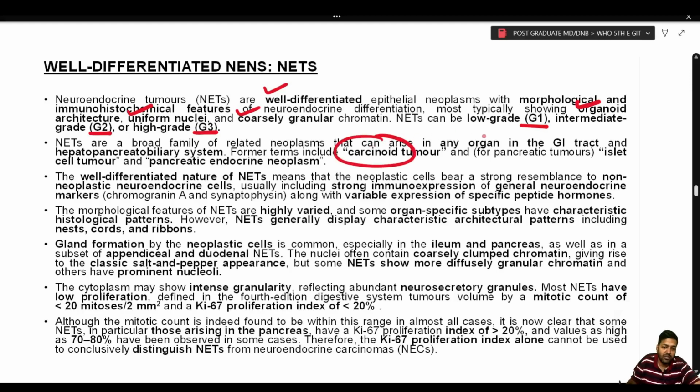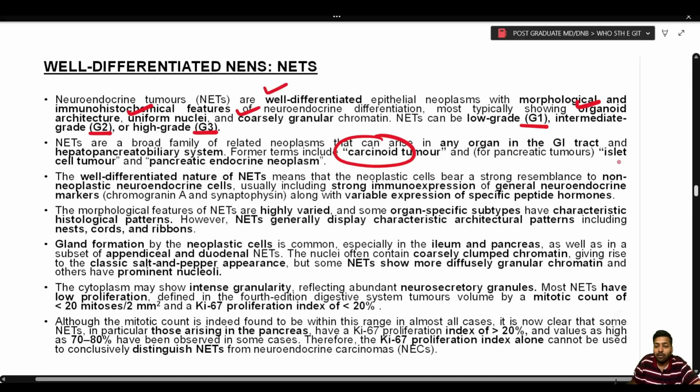It was used for neuroendocrine tumors of the GI tract. For pancreatic tumors, they used the term islet cell tumor or pancreatic endocrine neoplasm. Okay, but right now you might use a single umbrella term, that is well differentiated neuroendocrine neoplasm or neuroendocrine tumors. Now, the well-differentiated nature of NET means that the neoplastic cells bear a strong resemblance to non-neoplastic neuroendocrine cells, usually including very strong immunoexpression of general neuroendocrine markers like chromogranin A and synaptophysin, along with variable expression of specific peptide hormones.